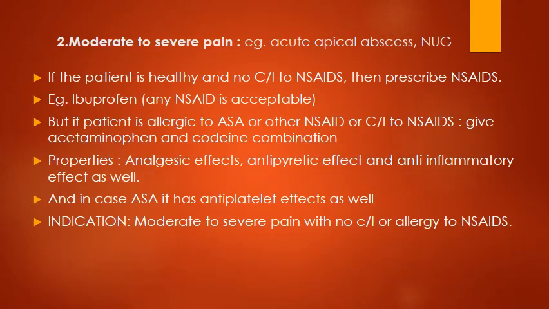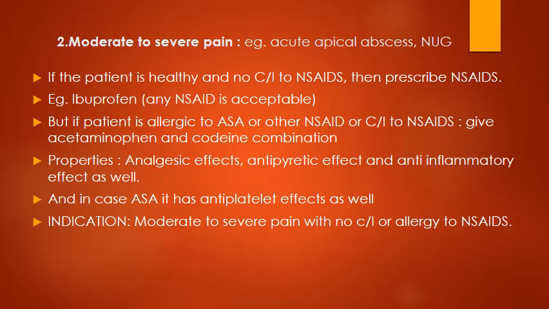So now, if the pain is moderate to severe. In what cases is the pain moderate to severe? Example, acute dental abscess, ANUG, or extensive surgical tooth extraction. In these cases, pain is moderate to severe. And as we know, in case of moderate to severe pain, acetaminophen alone is not sufficient. So we have to prescribe a drug which has more effect than acetaminophen.